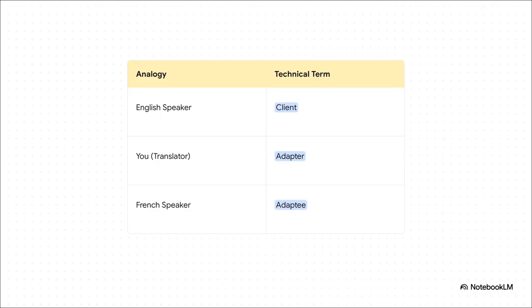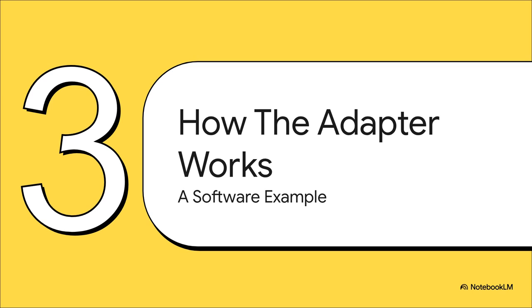And here's where that analogy just maps so perfectly to the real tech terms. Let's break it down. Your English-speaking friend, the one who wants to talk, that's the client. It's the part of the system making a request. Your French-speaking friend, the one we're trying to talk to, that's the adaptee. It's the existing, valuable piece we want to use, but can't really change. And you, the translator in the middle doing all the work, you're the adapter. You're the go-between that makes the whole thing possible. Simple, right?